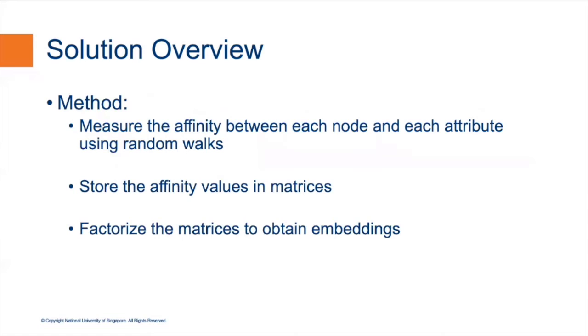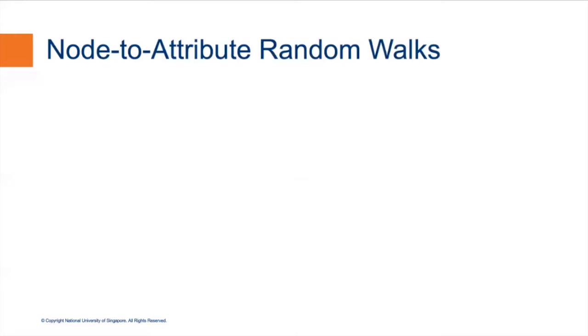More specifically, the matrices that we factorize in our solution are matrices that store some affinity measurements between nodes and attributes in the input graph. Our affinity measurements are obtained using a new type of random walks. In the following, we will first introduce our random walks and our affinity measure, and then explain how we construct our affinity matrices and factorize them to obtain our embeddings. Let me first explain the random walks that we use.